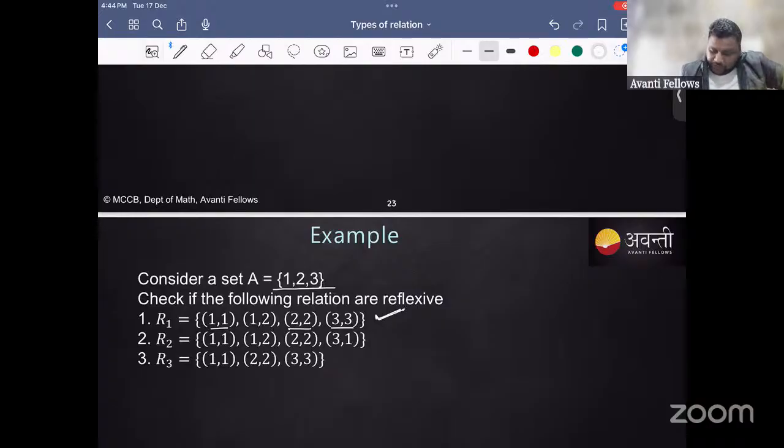Now, see R2, 1, 1 is here, 2, 2 is here, but 3, 3 is not here. And what did I tell you? Every element should be related to itself. So not reflexive because 3, 3 is not here. R3, yes, it is a reflexive relation. It is also an identity relation. First one, R1 is not an identity relation, but R3 is reflexive as well as an identity relation. Am I clear?